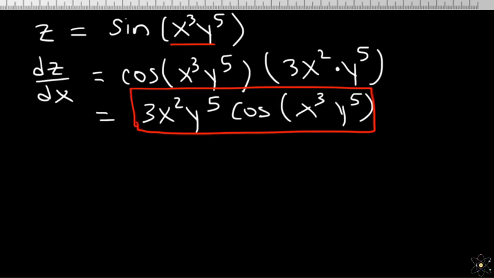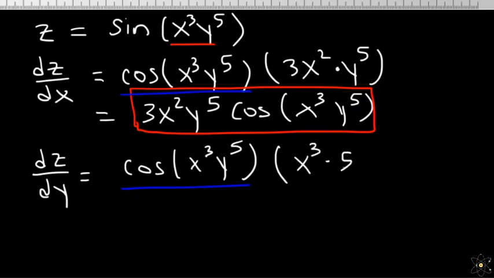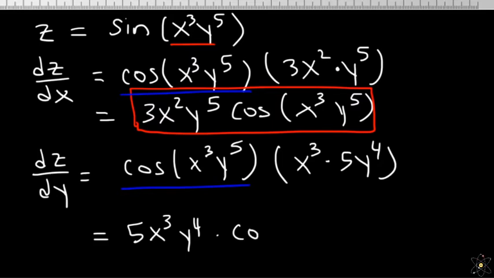Now let's find dz dy. So it's going to be cosine x cubed y to the 5th. The first part is not going to change, but the second part will. Now, x cubed is the constant, y to the 5th is the variable. So we can rewrite the constant times the derivative of y to the 5th, which is 5y to the 4th. So that's 5x cubed y to the 4th times cosine x cubed y to the 5th. And so that's going to be the answer.